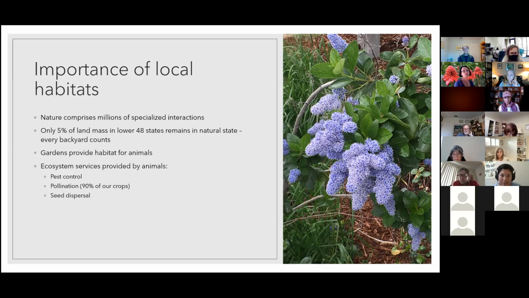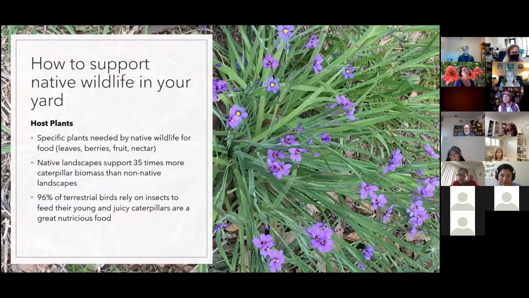And so our gardens do provide habitat for those animals, but they also, in turn, give us other ecosystem services from those animals, like they might be controlling our pests by eating our bugs. They pollinate all of our crops that we plant, and they also help with seed dispersal. So how can we support native wildlife in our yards?